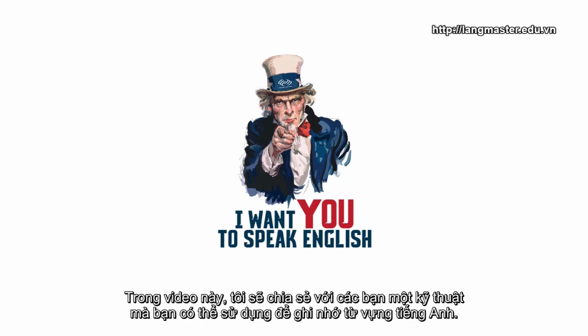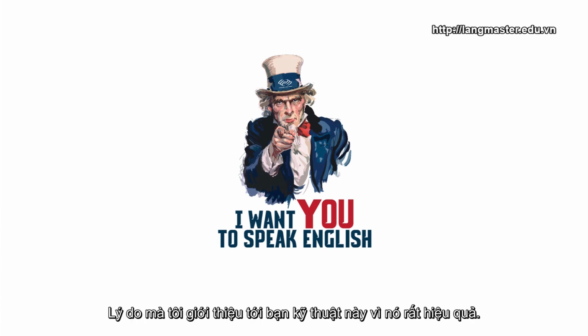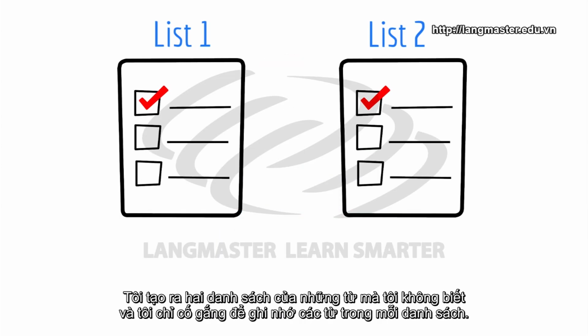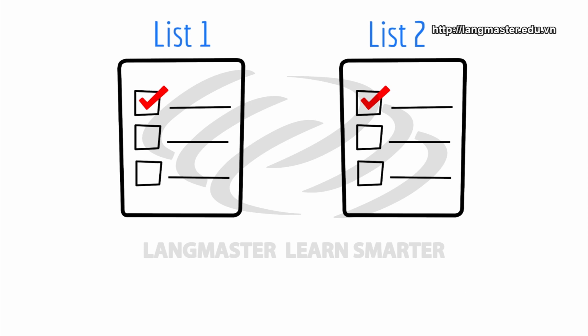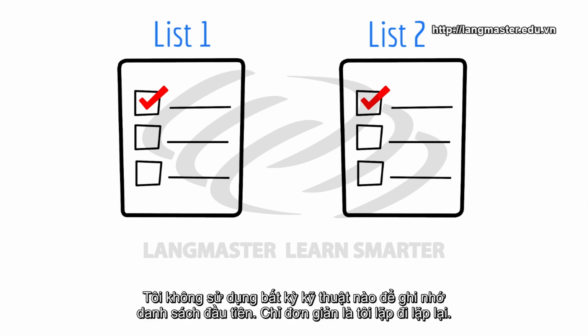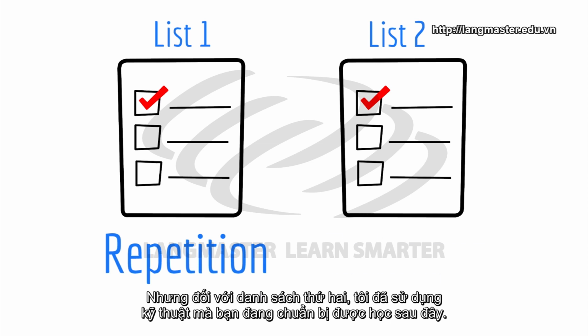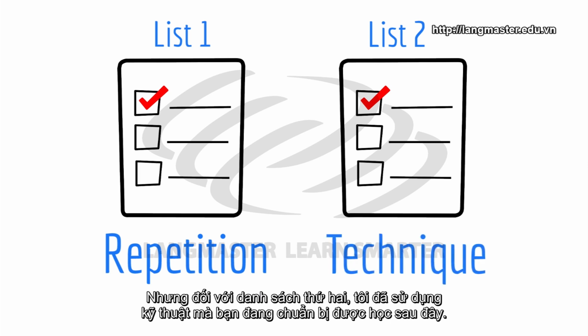In this video, I'm going to share with you a technique that you can use to remember English vocabulary. The reason that I recommend this technique is that it's pretty effective. I actually did a small experiment. I created 2 lists of words that I didn't know, and I just tried to memorize the words in each list. I did not use any technique to memorize the first list. It was just pure repetition. But for the second list, I used the technique that you're about to learn.